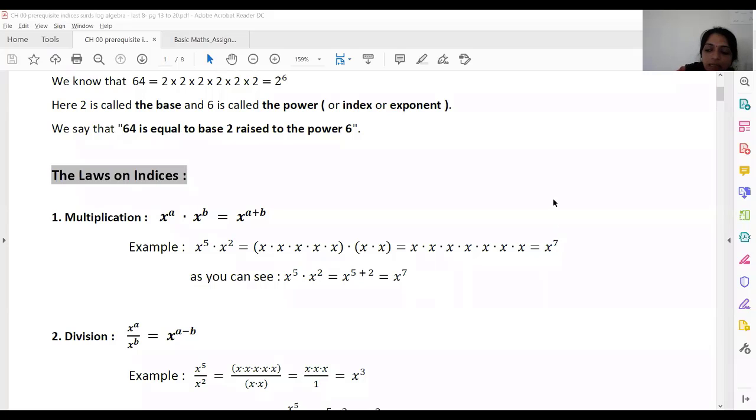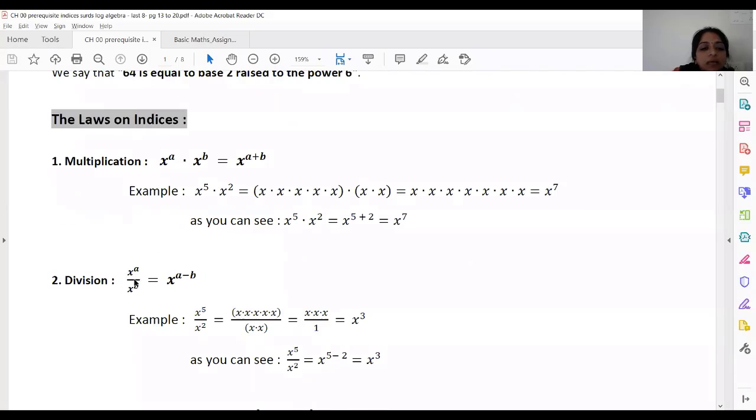Can anyone tell me what is x raised to 5 into x raised to minus 2? x cube, x raised to 3. Very good, because we represent it as x raised to 5 minus 2, that is x raised to 3, right?